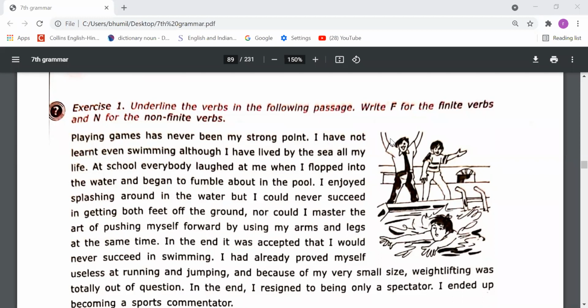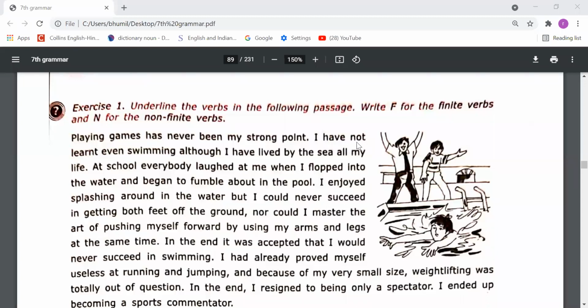Sir, finite. Finite. Very good. Right answer. So that's a finite verb. देखो यहाँ पे has been change हो जाता है ना, has का have भी बन जाता है, right? So that is a finite verb.